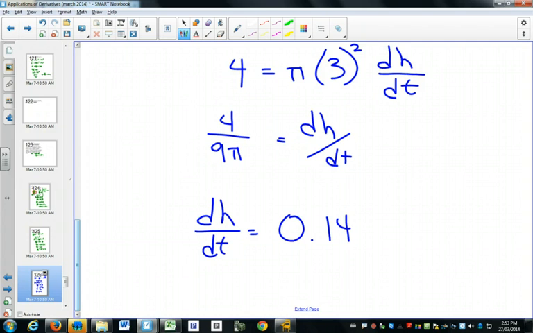So it's 0.14. Our height was in meters, and our time was in hours. So there we have our final answer.